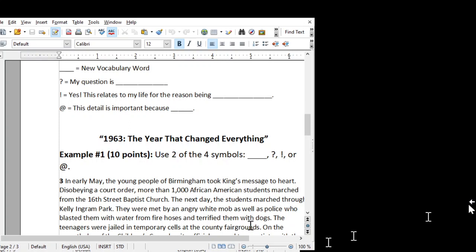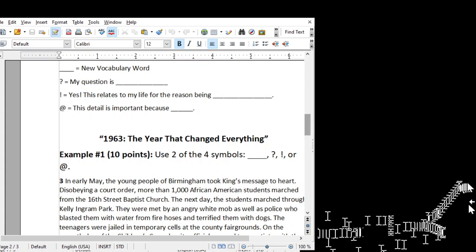I'm asking you to use 2 of the 4 symbols, 2 of the 4 annotation symbols. So you're getting ready to mark up this text and have a conversation with it. That's what annotation is. So I don't care which symbol you use.